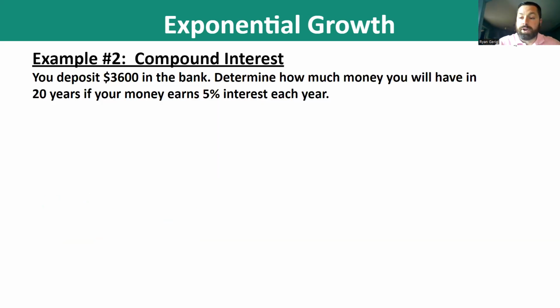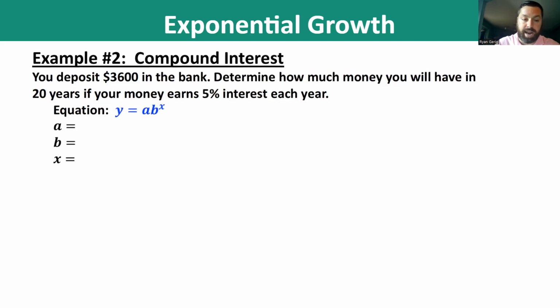All right. More of what you're going to have to do. You deposit $3,600 in the bank. Determine how much money you will have in 20 years if your money earns 5% interest each year. So again, the equation is y equals a b to the x. We need a, b, and x. a is usually pretty easy to identify. It's the starting amount, in this case, 3,600. The b value is the hardest.